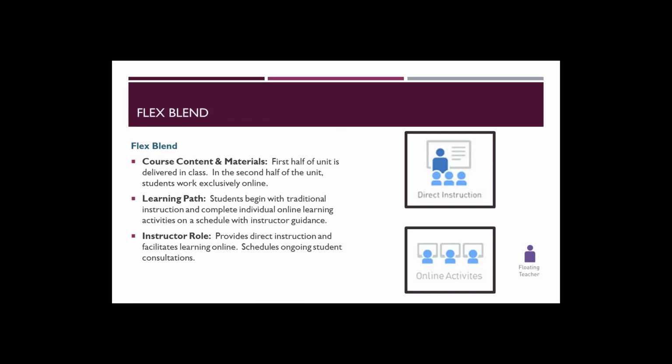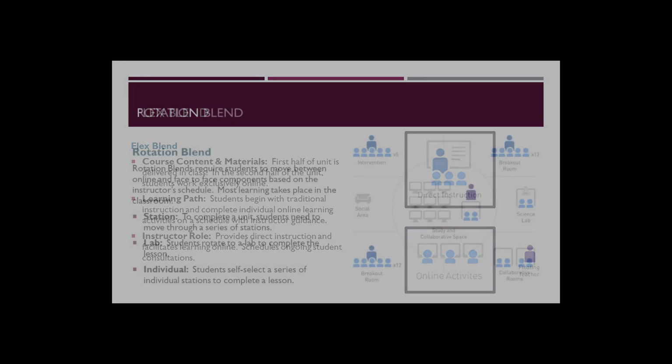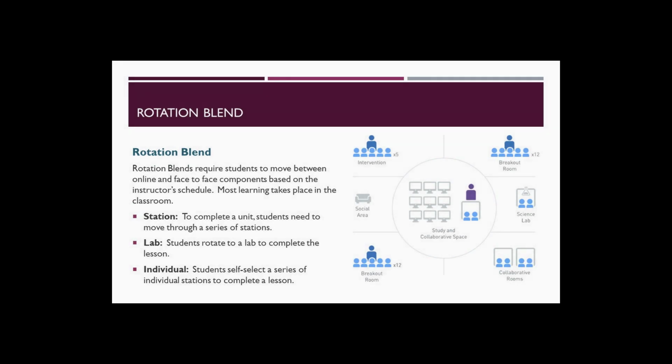The rotation blend is new to many of us, and there are different types of rotation blends. You might think of this as making stations. So a unit of instruction would require a student to move through a series of stations. In some cases, the student would have to rotate to a lab to complete a lesson, or you can make it individual stations where students self-select different stations to complete a specific lesson.